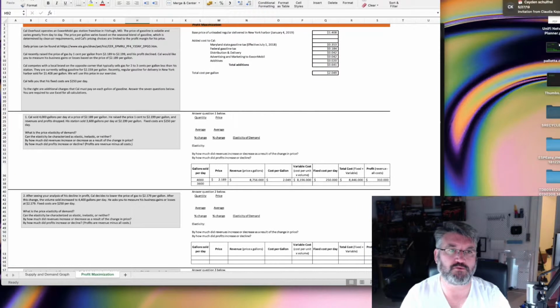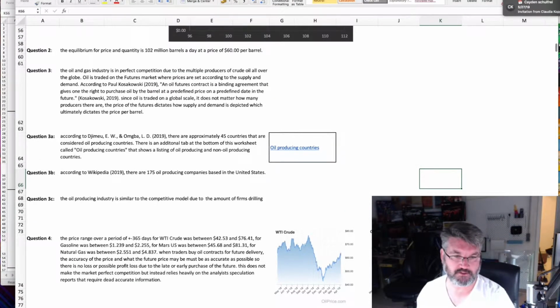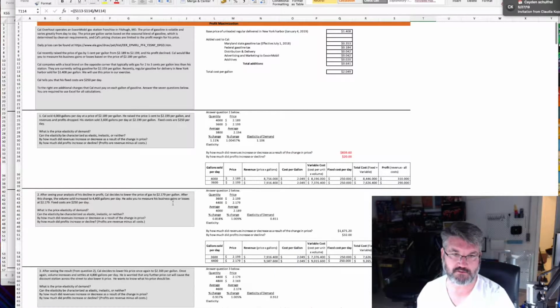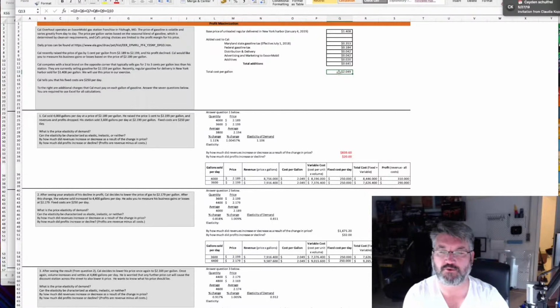So what we'll do is I'm going to use my sheet as an example. This is my sheet for the supply and demand, so we'll go over to profit maximization. This is one of your main values that you're going to use, which is the $2.0449, the price that the gas station is being charged per gallon. It's basically the wholesale rate. Plus, you have a fixed cost of $250 per day, so that has to be calculated into it.